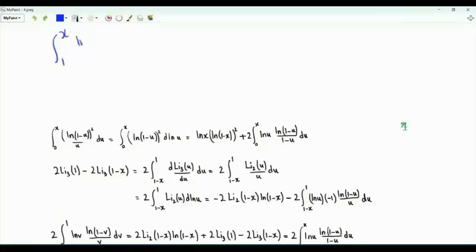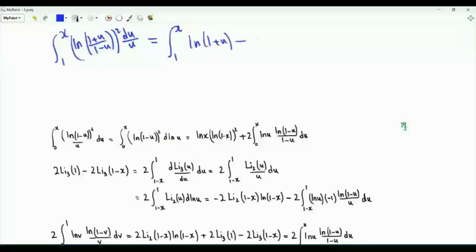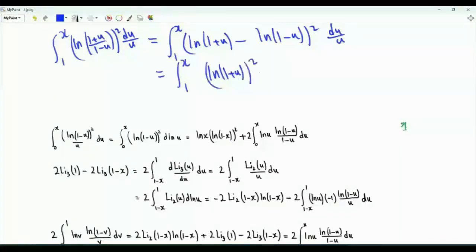The integral we are interested in looks like this, which is the integral from 1 to x, ln(1+u) minus ln(1-u), all squared, du over u. So this is the integral from 1 to x, ln(1+u) squared, plus ln(1-u) squared, minus 2 ln(1+u) ln(1-u).